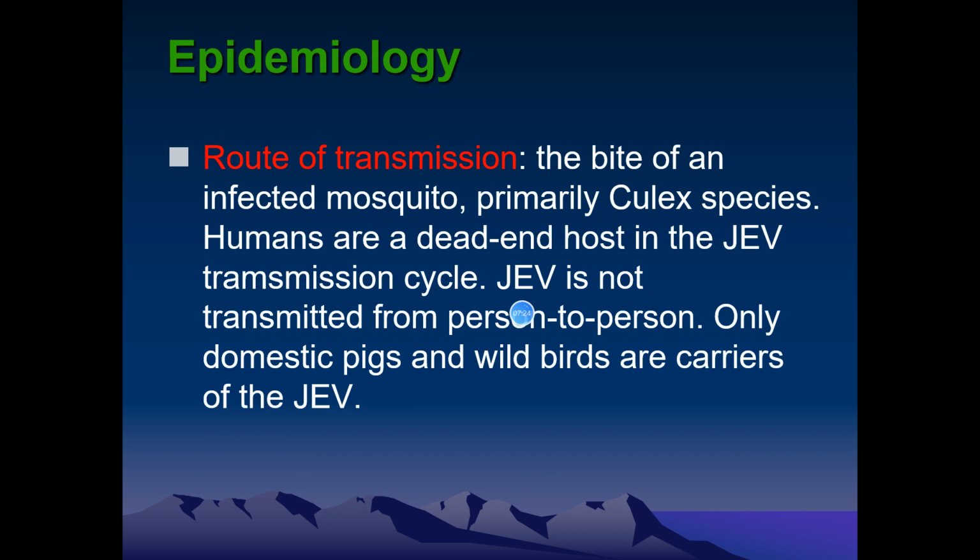And the route of transmission. JEV is transmitted to humans through the bite of an infected mosquito, primarily the Culex species. In the next picture, we can see the common species. Wading birds are the main animal reservoir of the virus, but the presence of pigs greatly amplifies the transmission of JEV. Humans are a dead-end host in the JEV transmission cycle. Japanese encephalitis virus is not transmitted from person to person. So we should know that people are not the source of transmission of this disease.